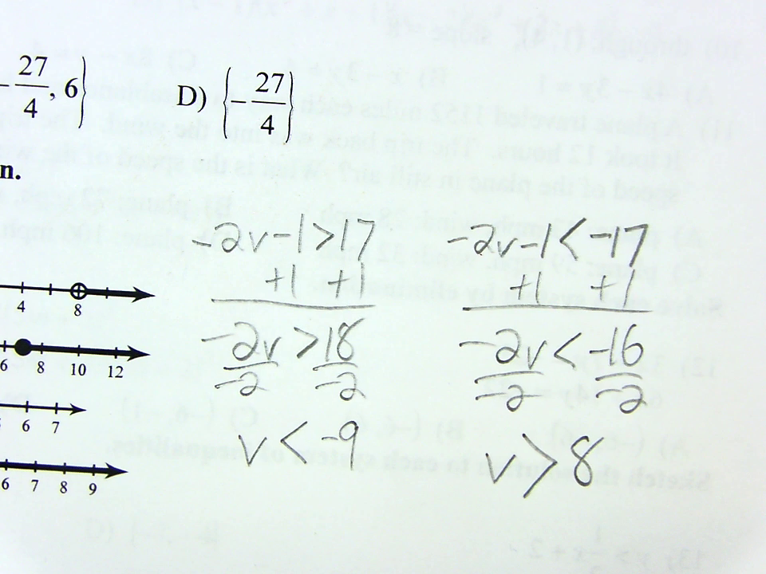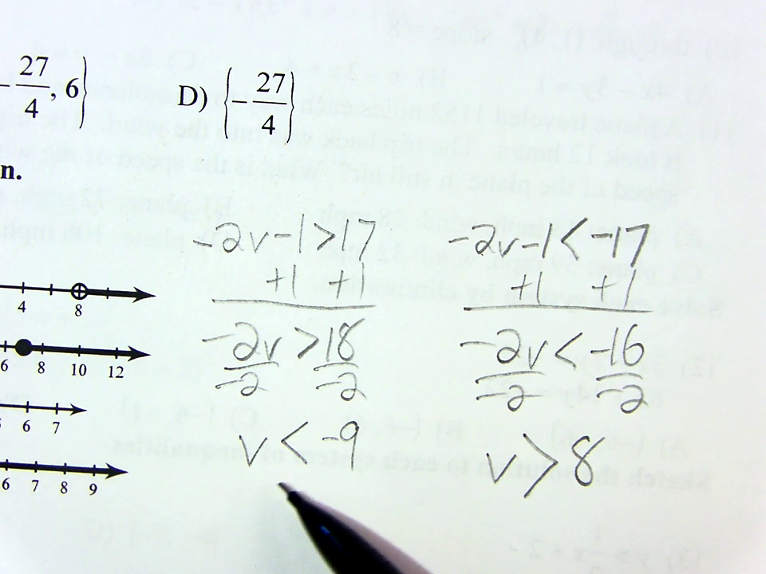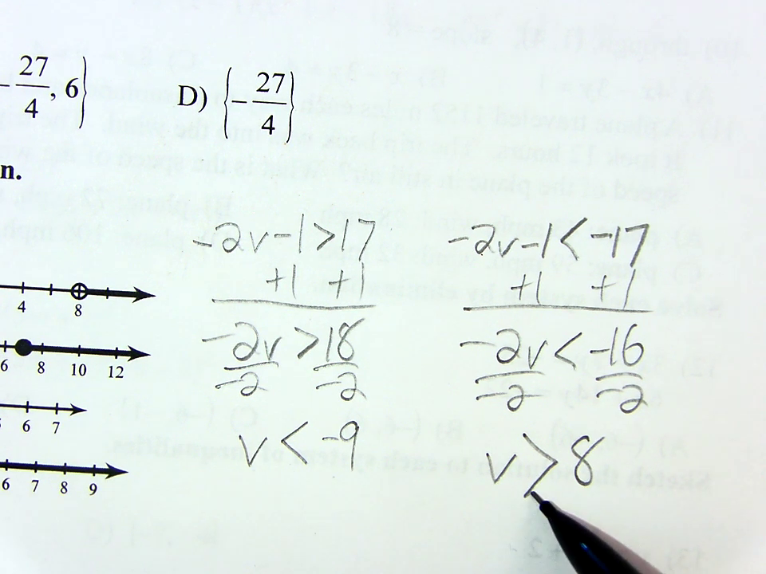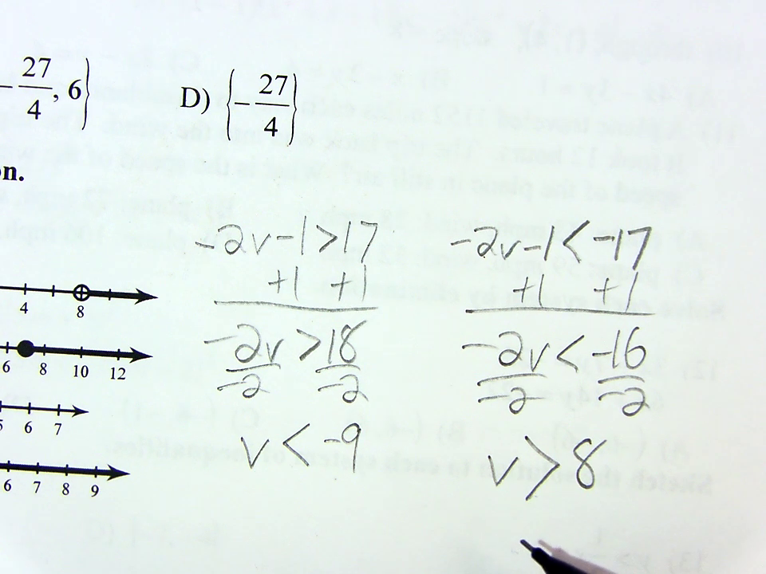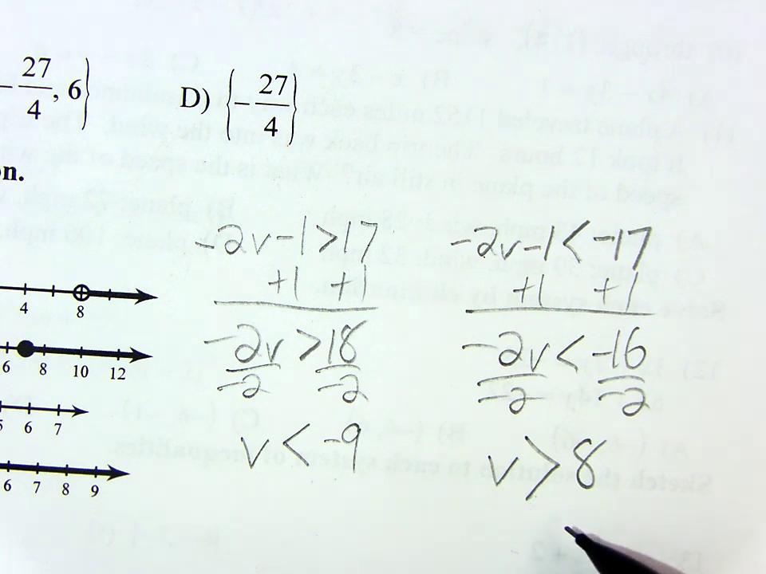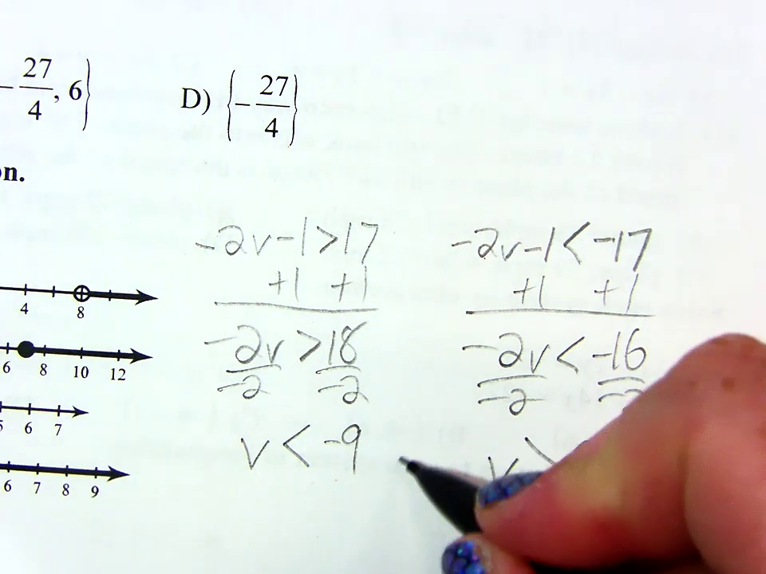So now you get to here, and now you ask yourself if this is an and or an or. You say, okay, are there numbers that are less than negative 9 that are also greater than 8? Are there numbers that exist that work for both? That are less than negative 9 and greater than 8? No, so that means that this is an or answer.